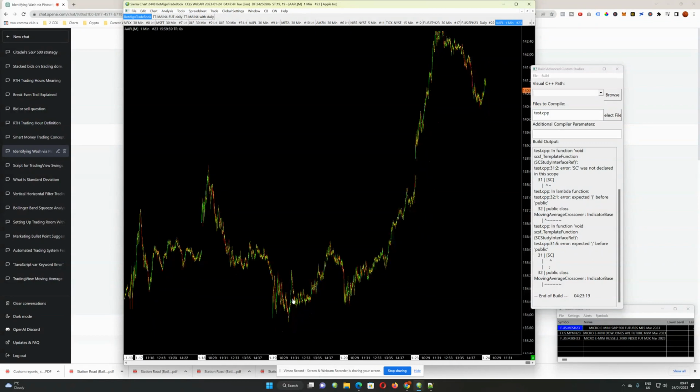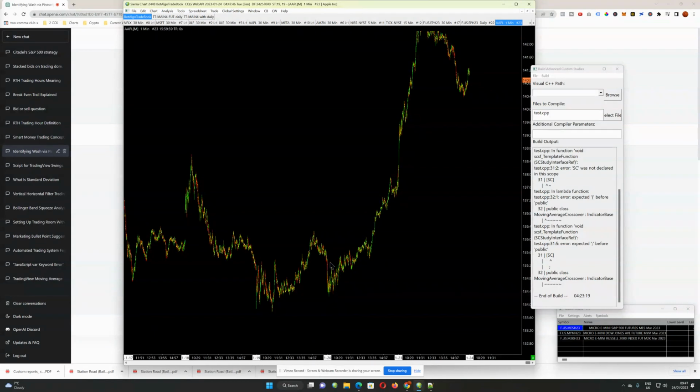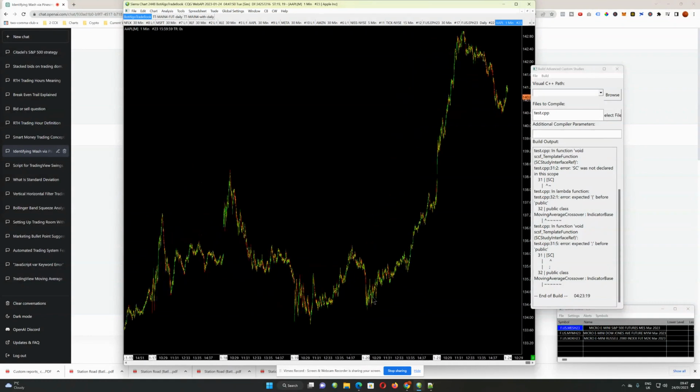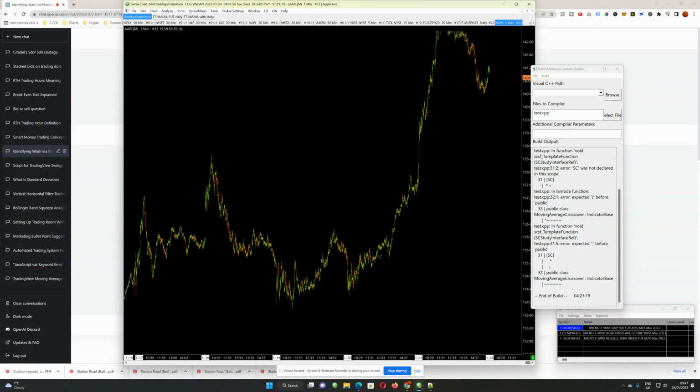Right, so I was wanting to see if we could actually identify these washes, because inherently what happens after a wash, it then goes your way. So if, for instance, you did buy there, and then it went straight down, and then obviously, as you can see, it's gone up. How do we actually identify the washes so that we could be entering here rather than here, so to speak? So that was my idea behind this.